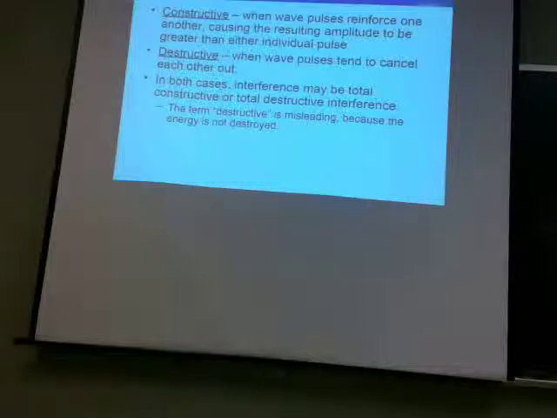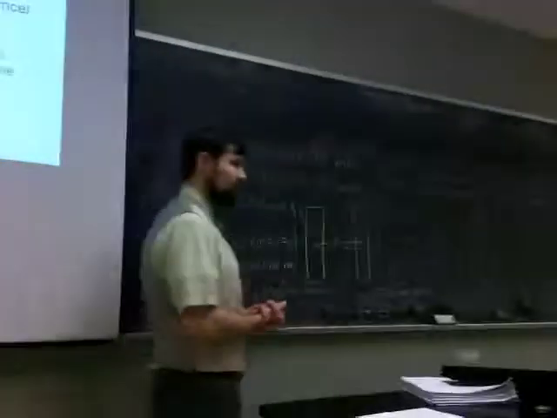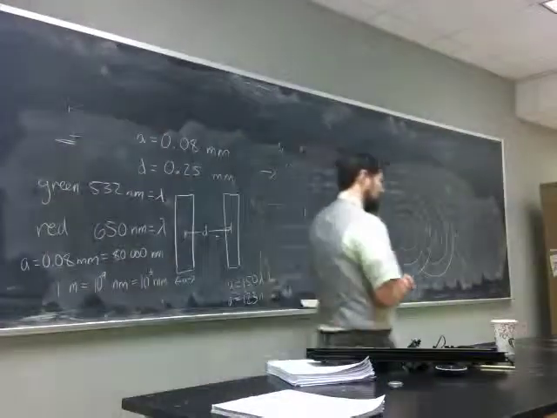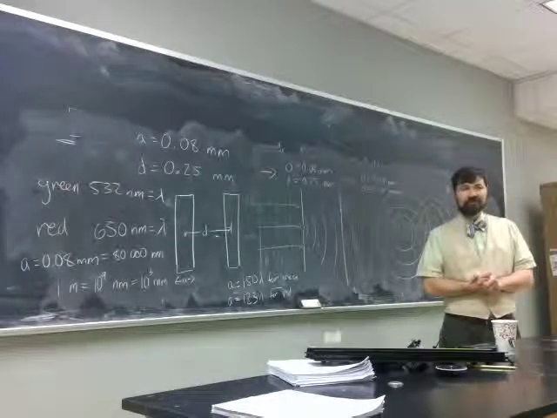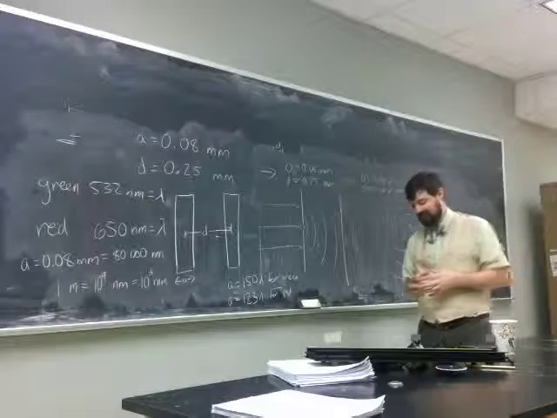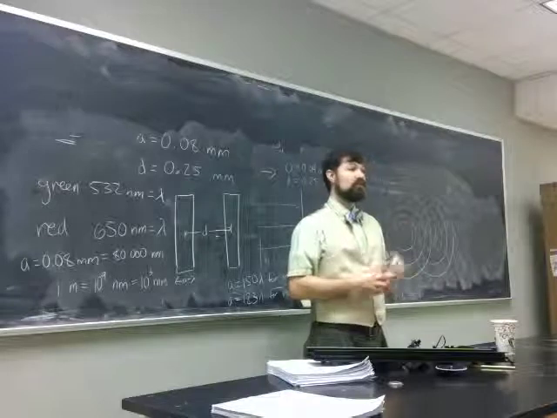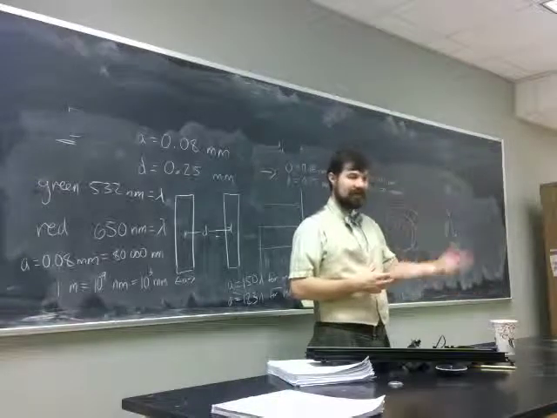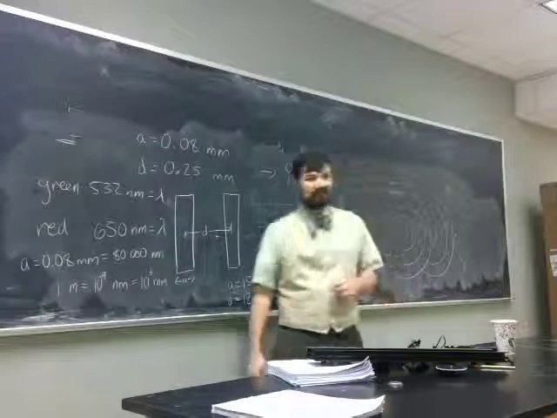Okay, the difference between these two is what's called the difference between constructive and destructive interference. Constructive interference in terms of light is where you get the brightest spot. In terms of the pool, it's where you have the deepest wave. In terms of sound, it would be where you hear the loudest noise if you have a pair or set of speakers.